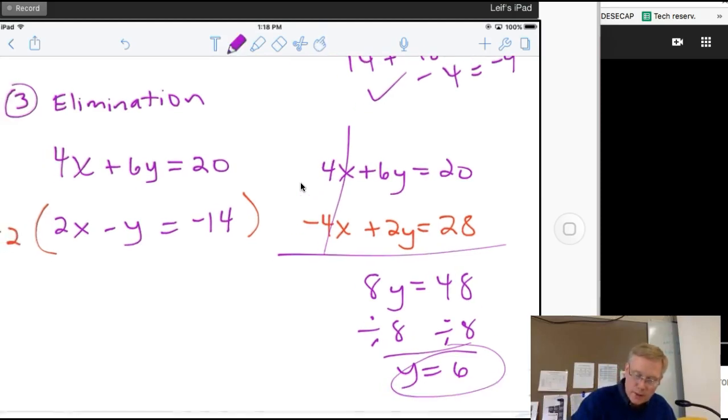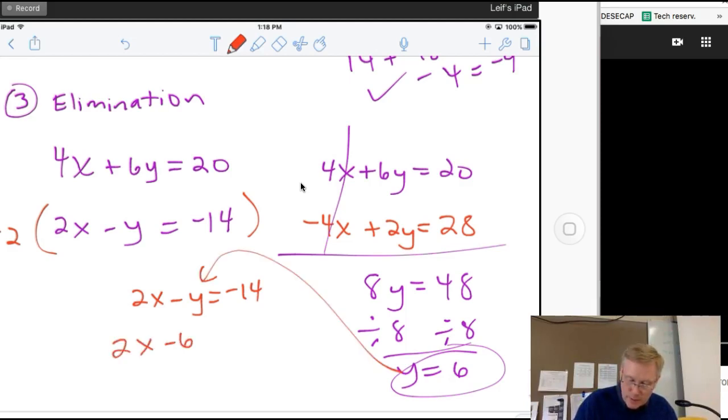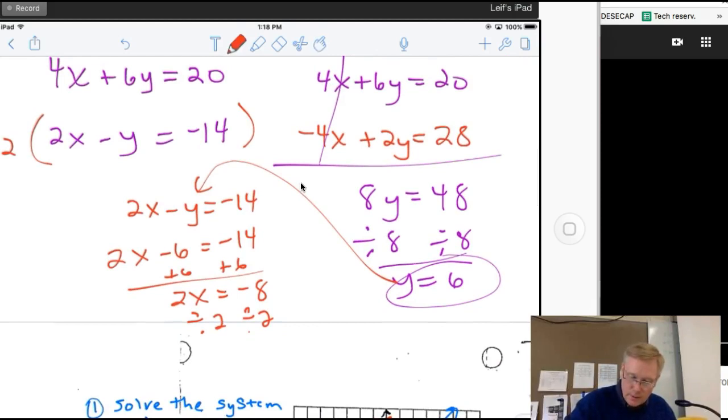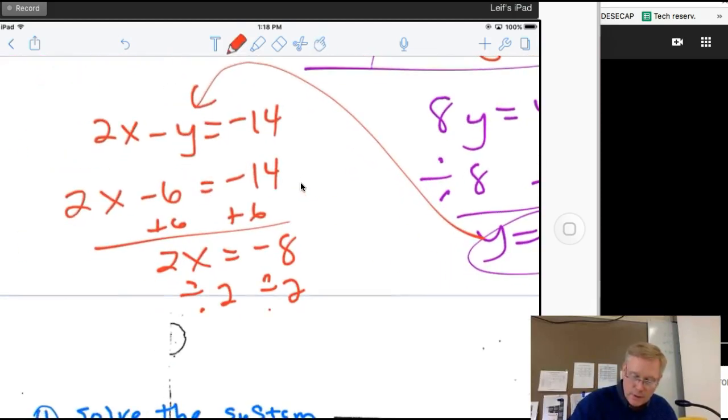Now I need to know what x is also, so I'm going to take either equation, whichever one's easier. I'll take that 2x minus y equals -14 one. And I'll plug in 6 for y. So I get 2x minus 6 equals -14. Add 6. I get 2x equals -8. Divide by 2. And I'll get my second answer of x equals -4.